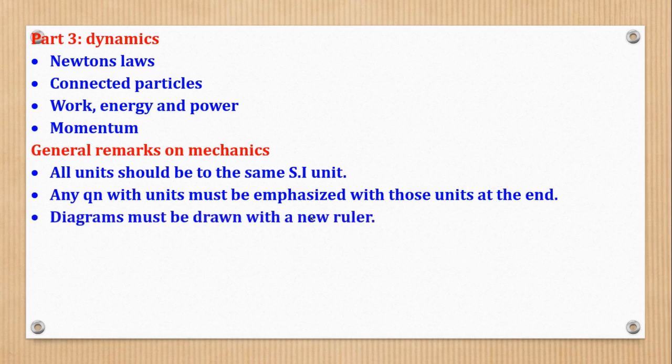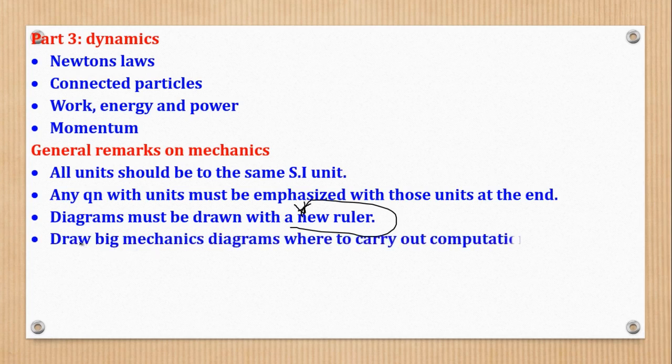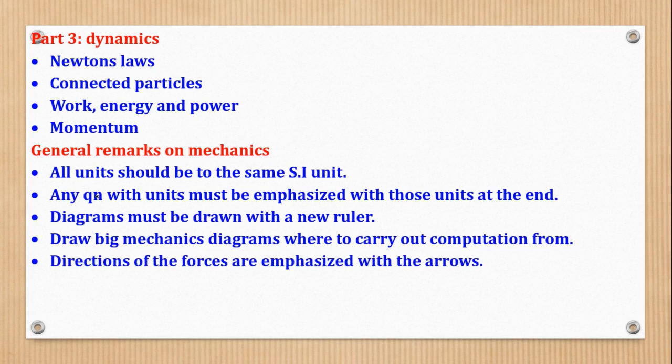Diagrams must be drawn with a ruler. Very many students lose marks because of this. Then diagrams should be big enough in mechanics to avoid straining the examiner's eyes. Then the direction of forces must be shown with an arrow. Don't just draw a line. There should be an arrow to show the direction, because force is a vector quantity.